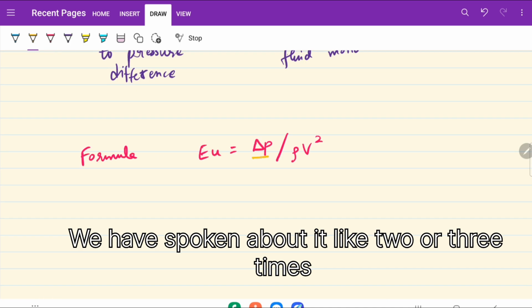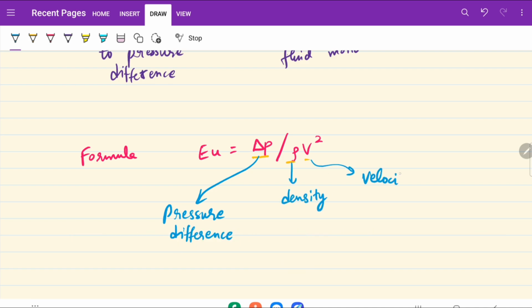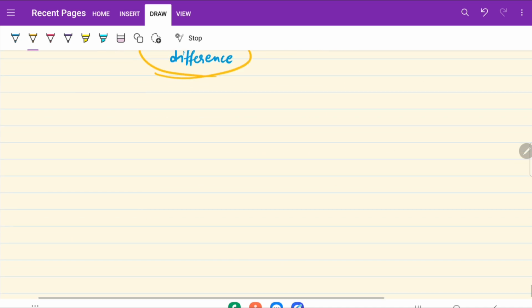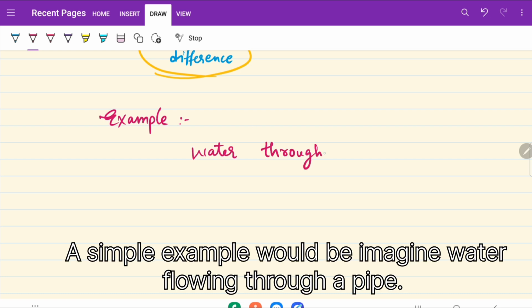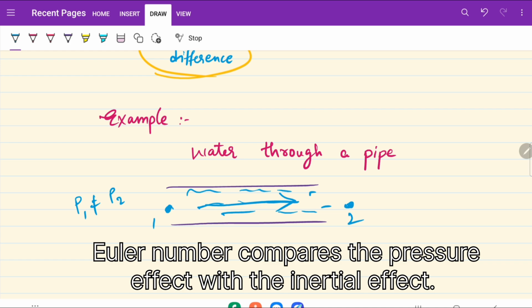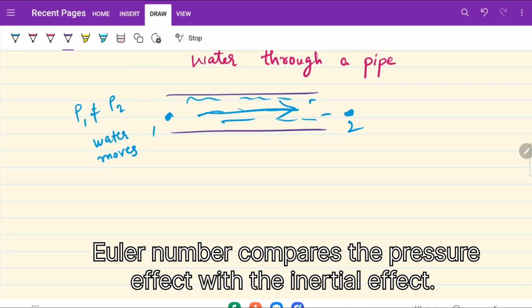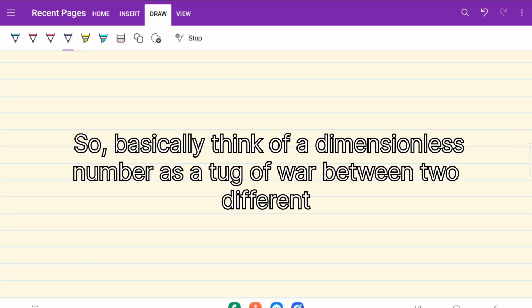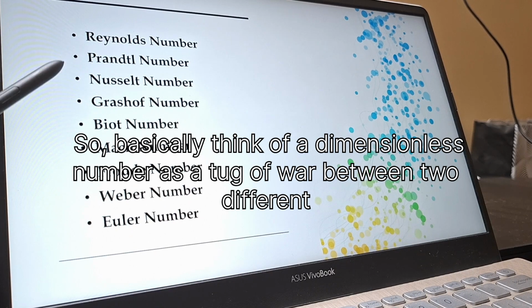And coming on to formula, it is delta P divided by rho V squared, where delta P is the pressure difference, rho is the density, and V is the velocity. A simple example would be, imagine water flowing through a pipe. A pressure difference pushes the water forward while the moving water has inertial effects. Euler number compares the pressure effect with the inertial effect. So basically, think of a dimensionless number as a tug of war between two different physical effects.